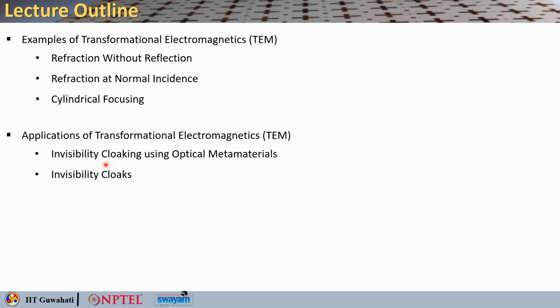We will discuss how invisibility cloaking can be obtained using optical metamaterials, and we will discuss very briefly about invisibility cloaks, which will be continued in the next lecture. So, let us look into some examples of transformational electromagnetics.